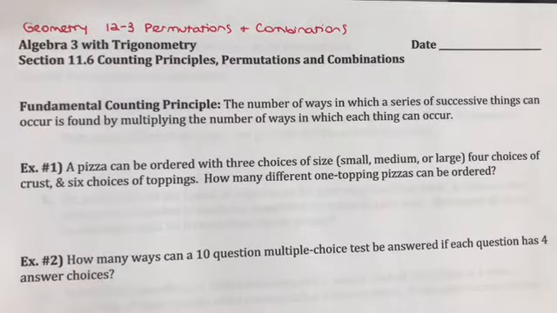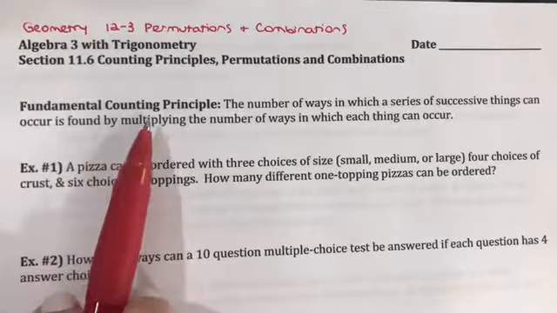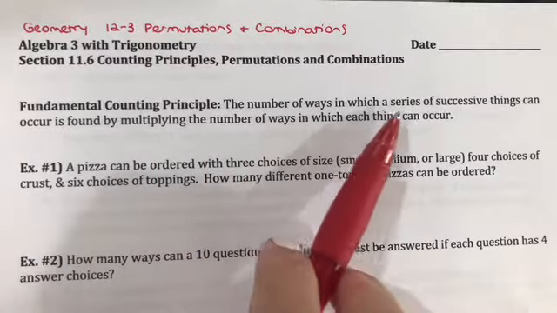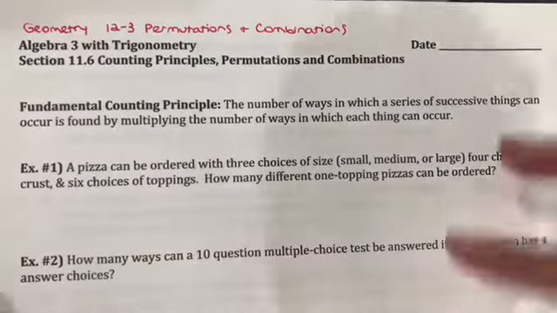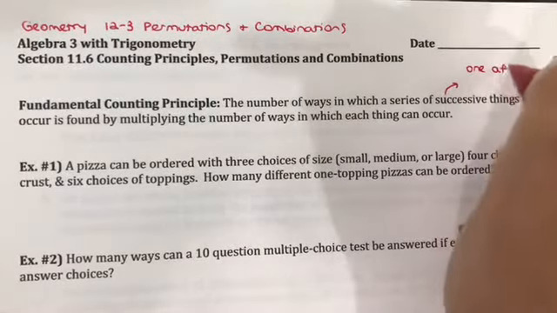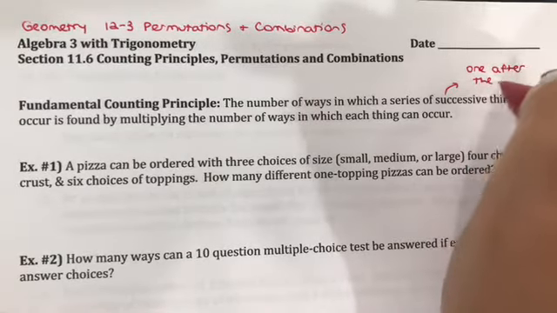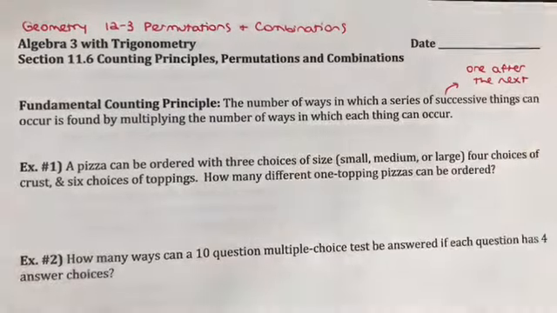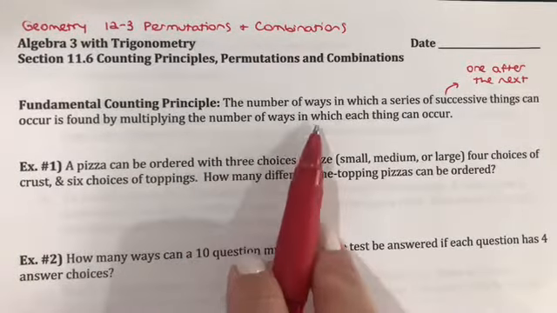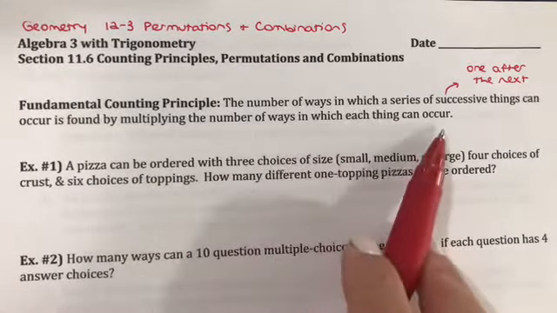Okay, so we're going to start with something called the fundamental counting principle that says the number of ways in which a series of successive things, successive means one after the next, can occur is found by multiplying the number of ways in which each thing can occur.